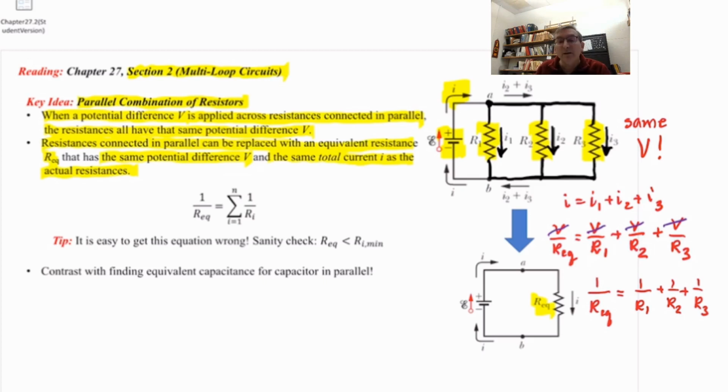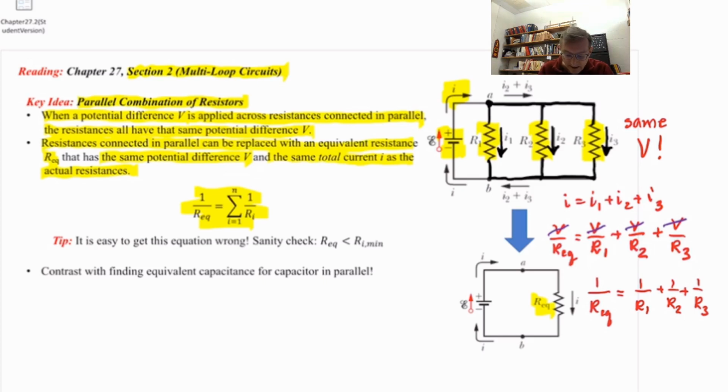You've got to take the inverse of R1 plus the inverse of R2 plus the inverse of R3, and that'll be the inverse of R equivalent, and then you've got to invert that to get R equivalent. So that's this formula right here, because this can be generalized to n resistors in parallel. To get the equivalent resistance, you use 1 over R equivalent equals the sum, i going from 1 to little n, of 1 over Ri. You have that inverse sum rule.